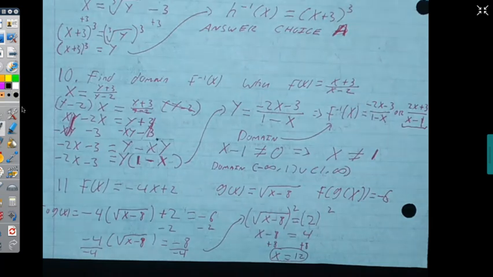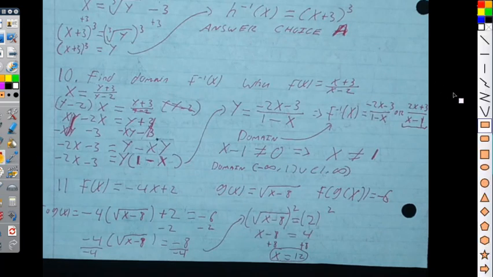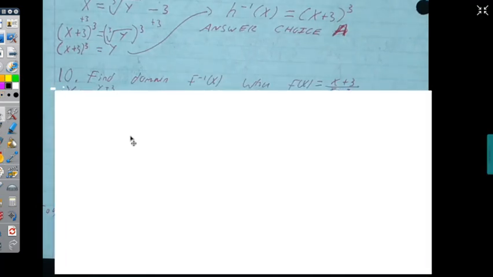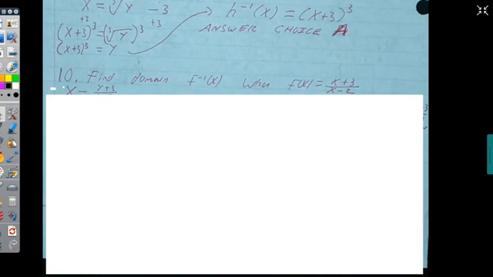All right. Problem 10. Find the domain of the inverse of the function when the original function is x plus 3 over x minus 2. Okay, this one I'm going to make a rectangle over it. So if f of x is equal to x plus 3 over x minus 2, what's our first step for finding an inverse? So switch the x and the y. So x is equal to y plus 3 over y minus 2.